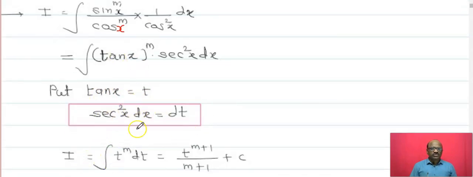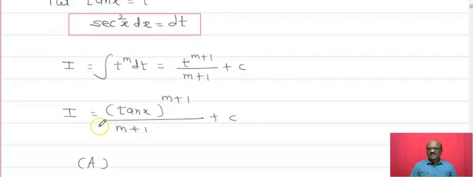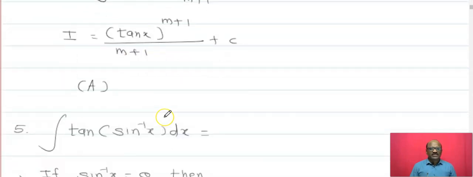Therefore, I is equal to t raised to m into dt, and its integral is t raised to m plus 1 upon m plus 1 plus c. And hence the answer I is equal to tan of x raised to m plus 1 upon m plus 1 plus c, and option A is the correct one.